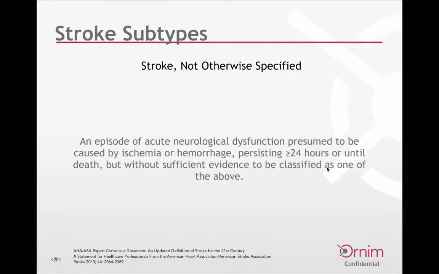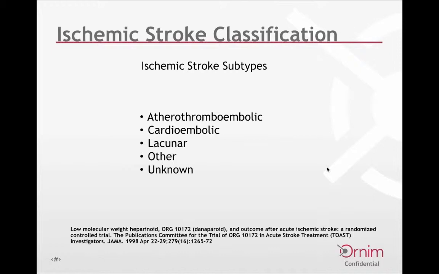And let's go ahead and look now at stroke not otherwise specified. So again, this is a clinical syndrome. It's an episode of neurological dysfunction, and it's presumed to be caused by ischemia or hemorrhage lasting greater than 24 hours or until death, but again, without sufficient evidence to be classified as any of the above other stroke syndromes. So it's a bit of a garbage pail category, but for the most part, I think most modern stroke doctors will, for all intents and purposes, find that most strokes will fit into one of the other predefined categories. So let's turn to ischemic stroke subtypes.